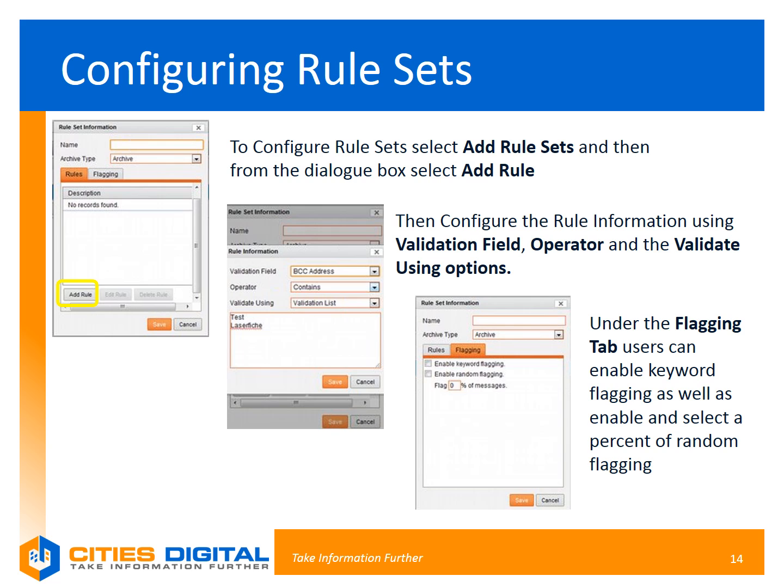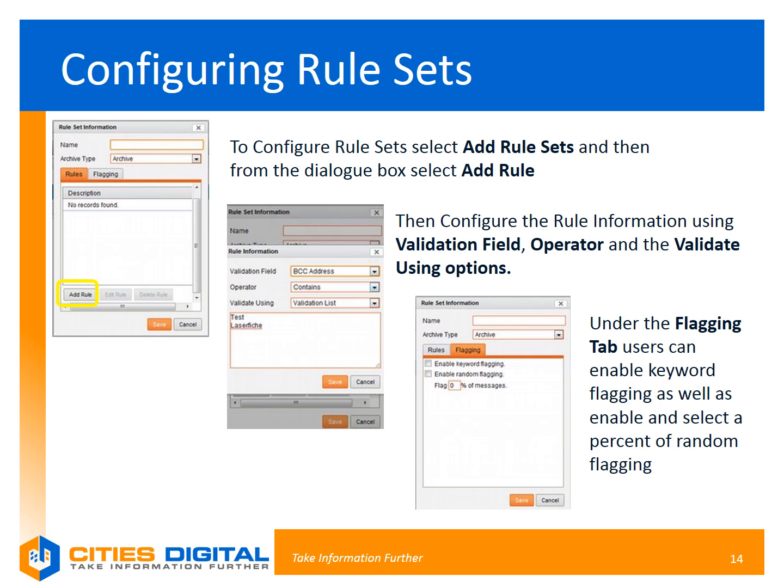Let's take a look at configuring rule sets. To configure rule sets, select Add Set Rules, and then from the dialog box, select Add Rule. Then configure the rule information using the validation field, selecting an operator, and the validate using options.